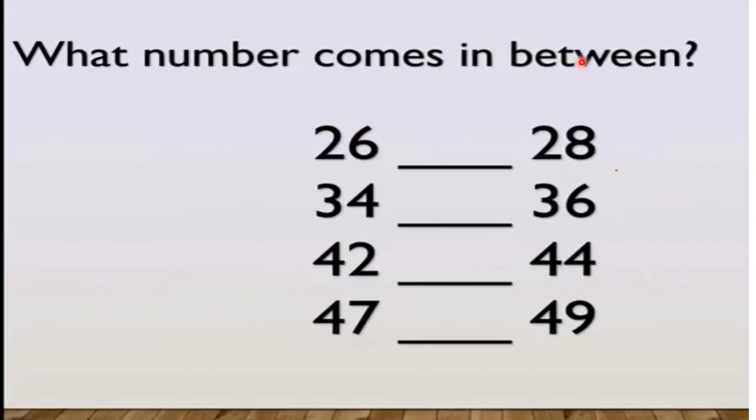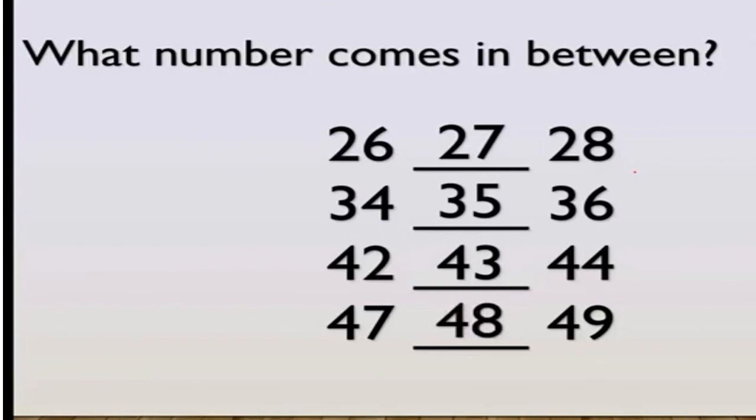What number comes in between? Look here children, I have given this example for you itself. Okay, 26 dash 28. In between what number should come? Yes, 27. Next, 34 dash 36. In between what number should come? 35. Next, 42 dash 44. What number should come here? 43. Here, 47 dash 49. What number should come here? 48.